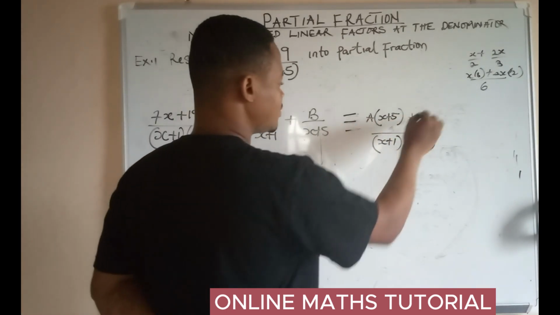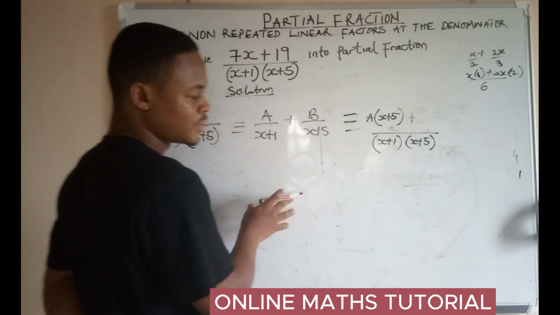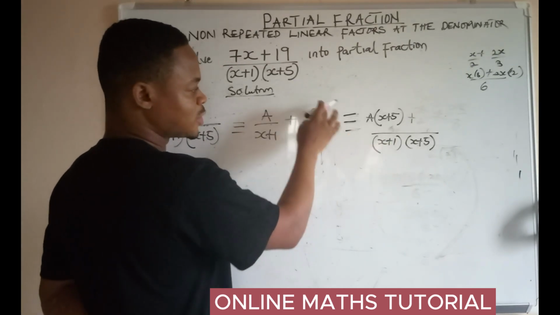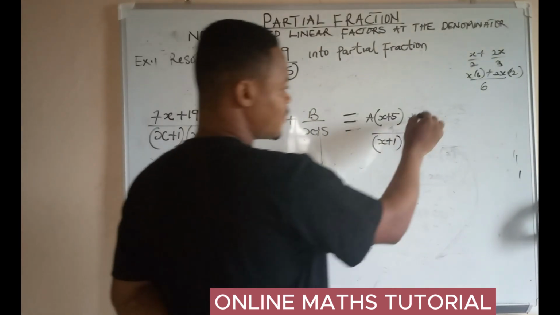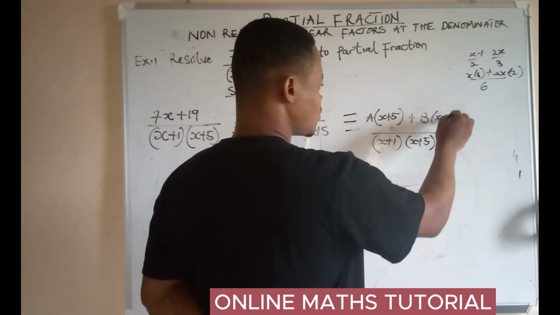Plus, use this to divide the whole of this. You'll be left with x plus 1. And x plus 1 multiplying the numerator, we have B into x plus 1.